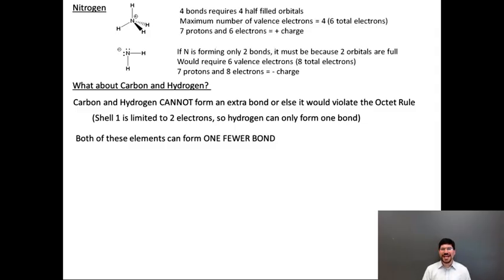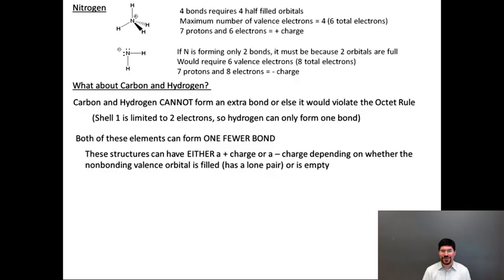However, both of these elements can form 1 fewer bond without violating any fundamental rules of nature. So these structures in which hydrogen is forming 0 bonds or carbon is forming 3 bonds can have either a positive or a negative charge, depending on whether that non-bonding valence orbital, the valence orbital that is no longer participating in a bond, is filled. In other words, it has a lone pair in it, or it is empty.